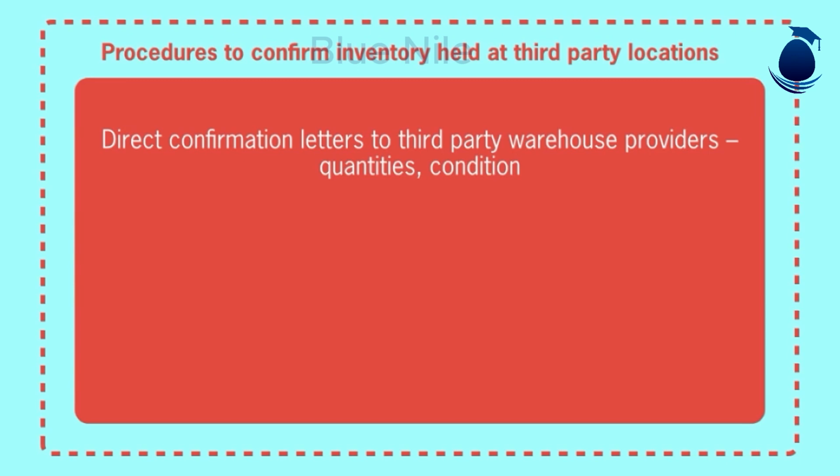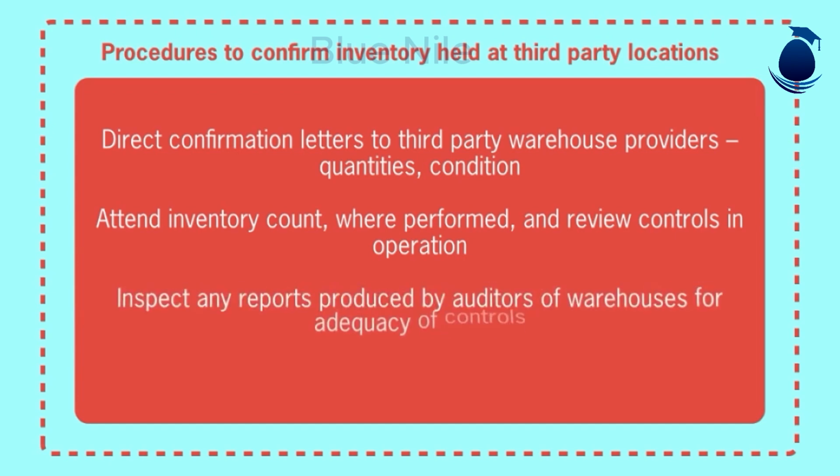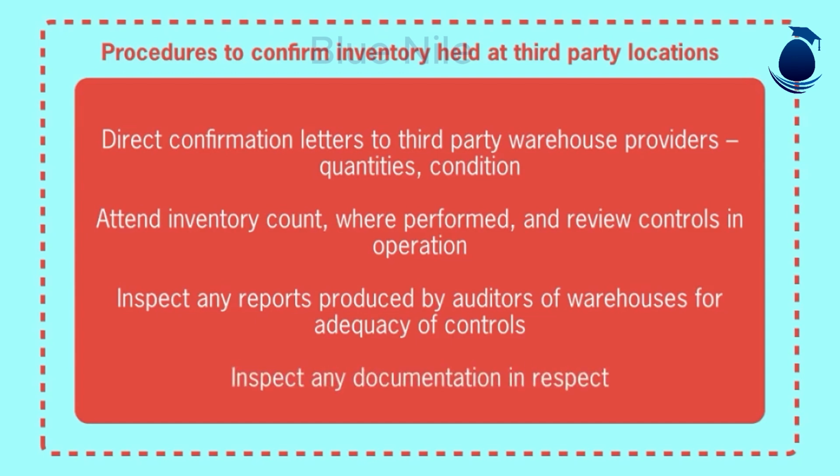The auditor should attend inventory counts where performed at third-party warehouses and review the controls in operation to ensure the completeness and existence of inventory. The auditor should inspect any reports produced by the auditors of the warehouse in relation to the adequacy of controls over inventory, and the auditor should inspect any documentation in respect to third-party inventory.